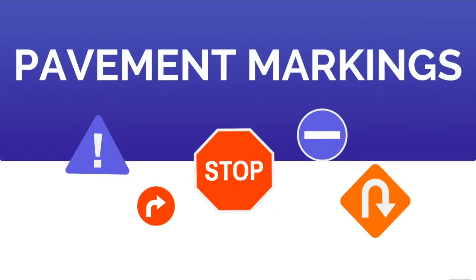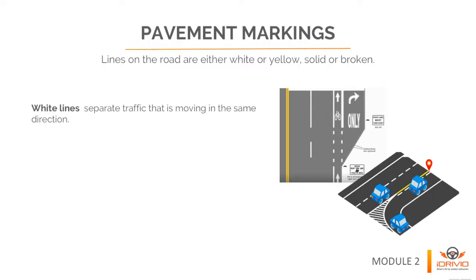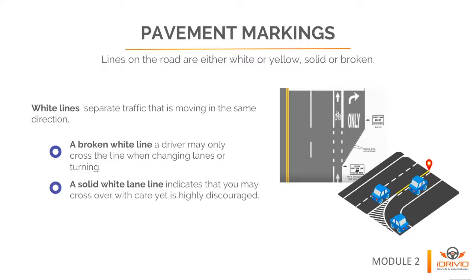Pavement markings. Pavement markings on the road only have two aspects: color and shape. Lines are either white or yellow and are either solid or broken. White lines separate traffic that is moving in the same direction. With a broken white line, a driver may only cross the line when changing lanes or turning. A solid white line indicates that you may cross over with care, yet it is highly discouraged.